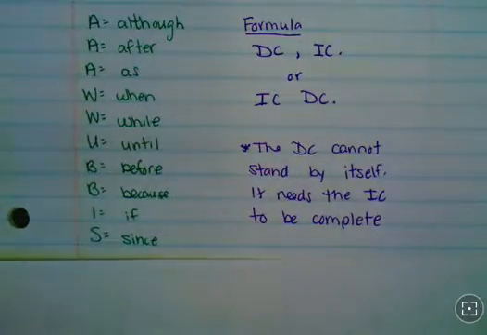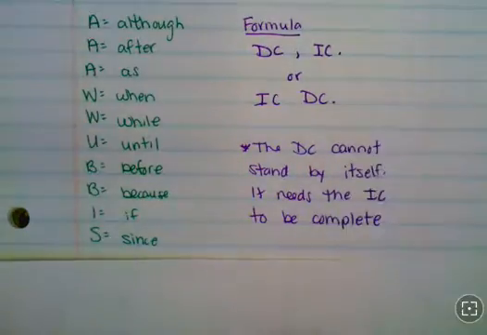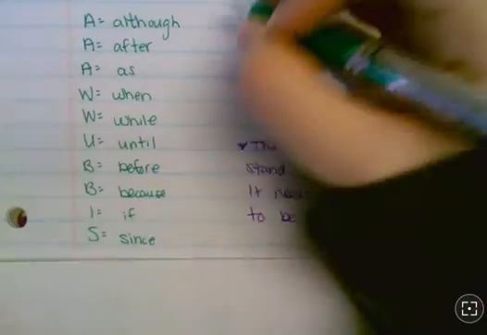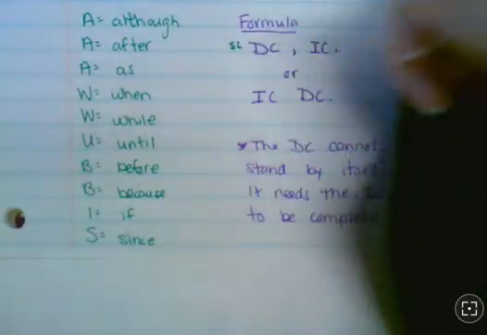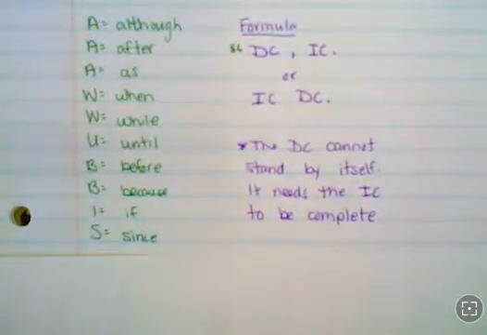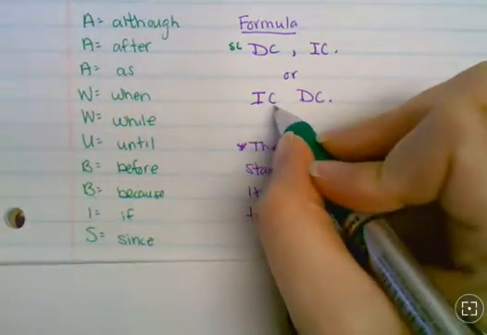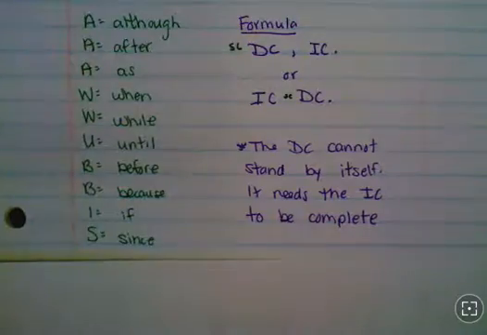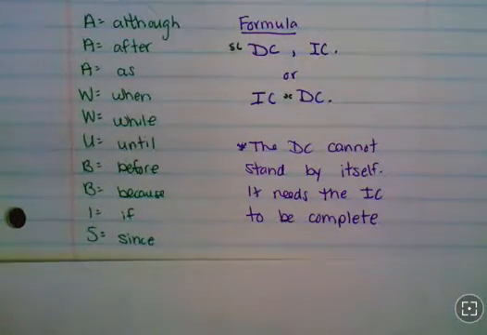So there are two different types of formulas. The first one, the one on top, is a dependent clause with a comma and then an independent clause. Now you use the subordinating conjunctions at the start of the dependent clause. So your subordinating conjunction will be right here. And then on the next one, you start with the independent clause, you put your subordinating conjunction, and then you have your dependent clause. Keep in mind the dependent clause cannot stand by itself. It needs to be with that independent clause.